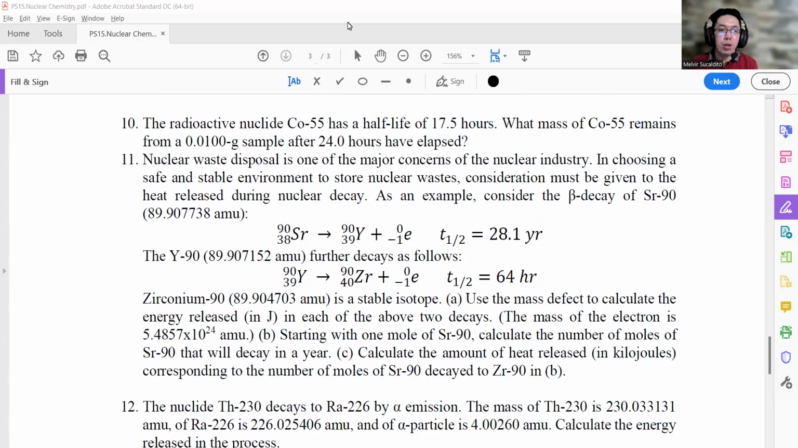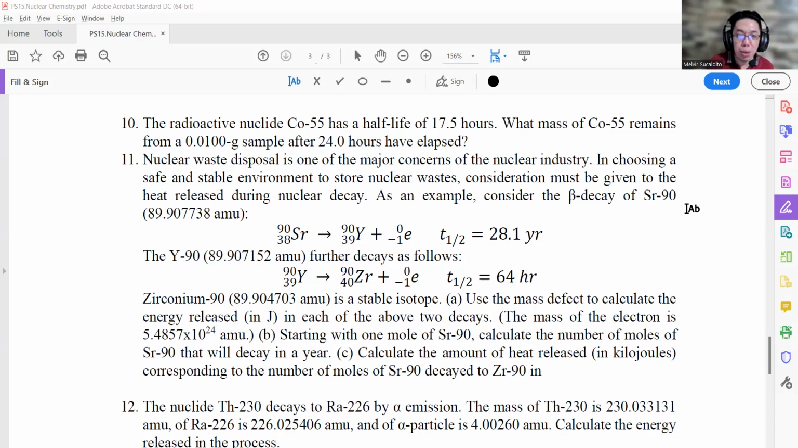So for number 11, Josh, nuclear waste disposal is one of our major concerns. We know that already, no, sa nuclear chemistry. So in choosing a safe and stable environment to store nuclear wastes, consideration must be given to the heat released during nuclear decay. So that's the reason why we're calculating the change in energy. Every time we have a change in mass, it corresponds to a change in energy as well, and energy is usually released using radioactivity.